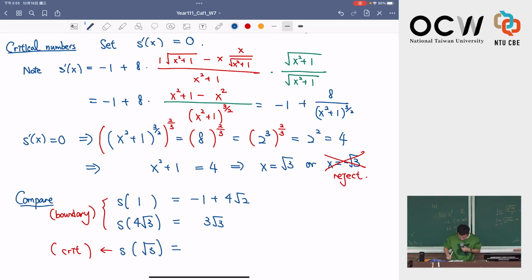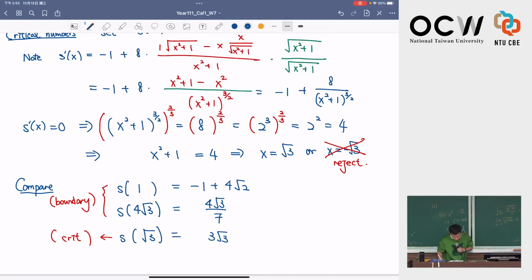And then the last one, the other way around, sorry. 3 root 3. The middle one is 4 root 3 over 7. But I will give you a challenging exercise to do tonight. Check. Without a calculator. Don't say that, I do it with a calculator, okay? Check.